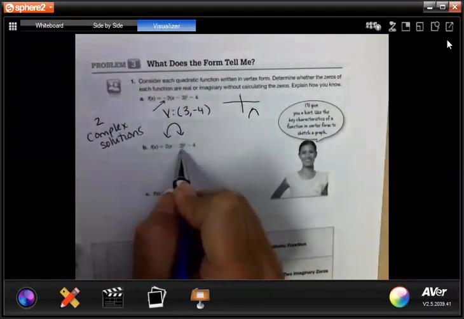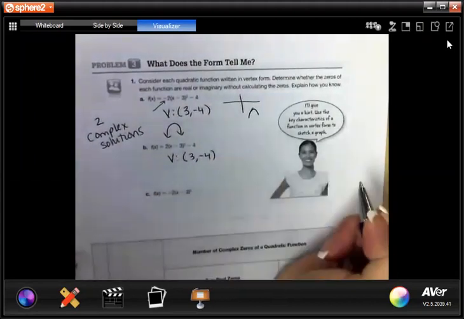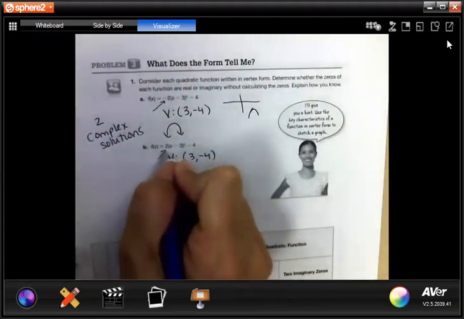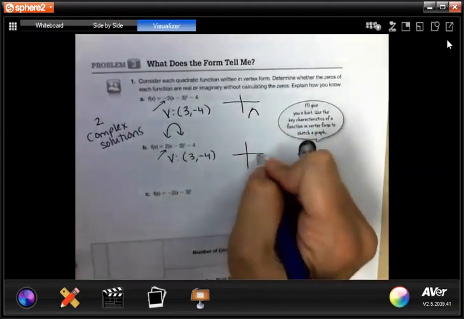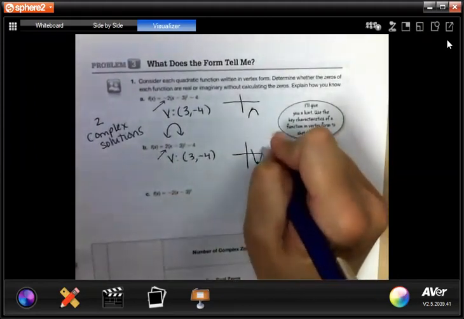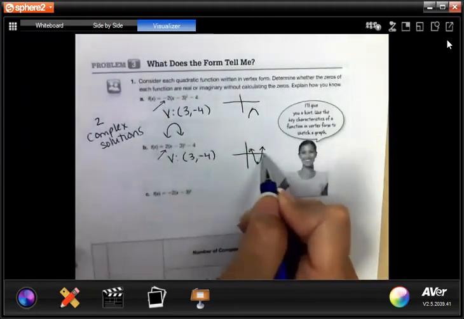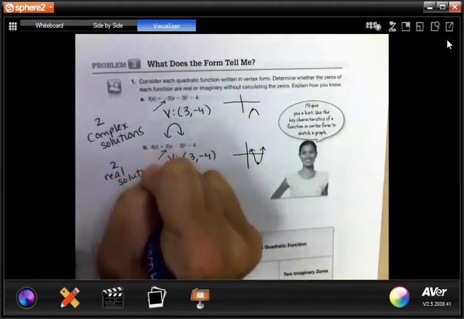Here is a second one. We have 2x minus 3 squared minus 4. Our vertex is at 3, -4. And it is concave up there. So if we sketch a quick picture, we've got 3, -4. And then it is concave up. So in this case, it will touch in two places. So we would have two real solutions.